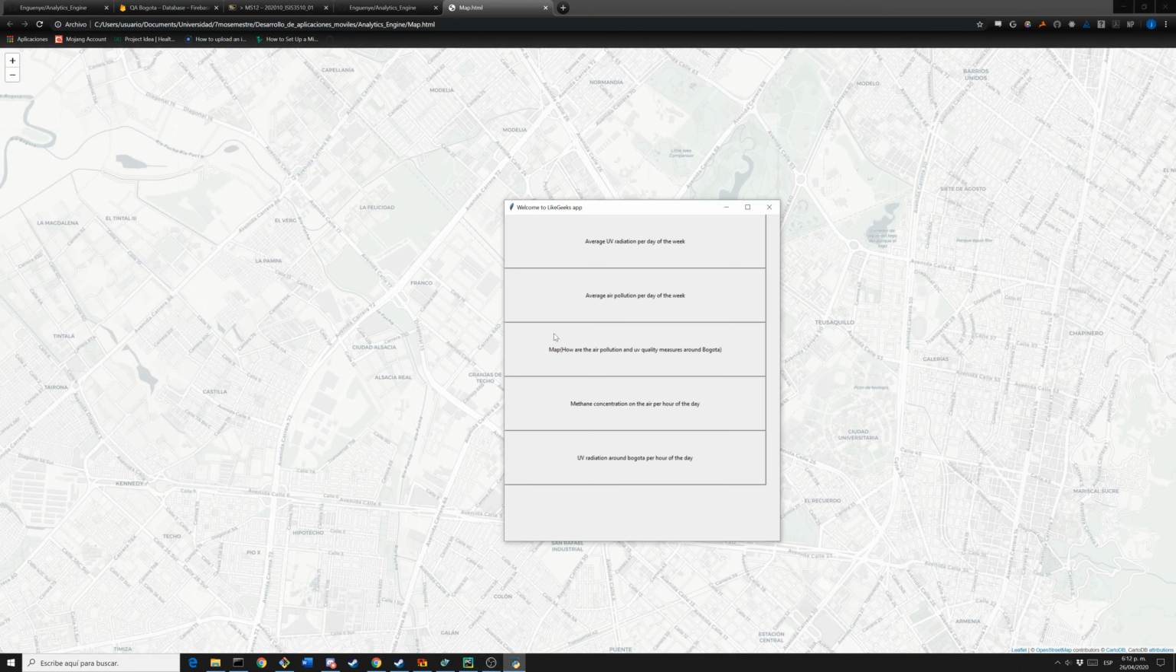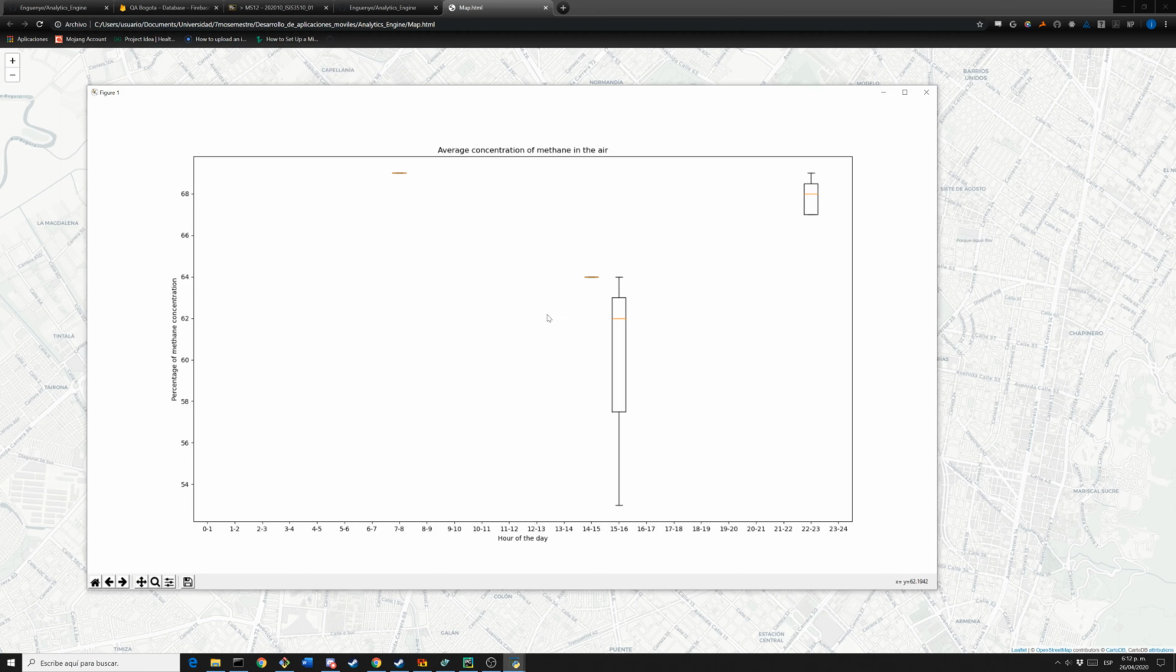Next, we have the methane concentration in the air per hour of the day. This tells the average concentration of methane in the air using box plots again, and this is from 0 to 1 a.m., from 1 to 2 a.m., from 2 to 3 a.m. Here, for example, is from 3 to 4 p.m., and it tells us how the data that we got in those hours was distributed.